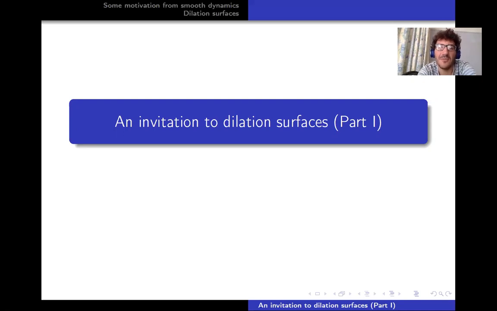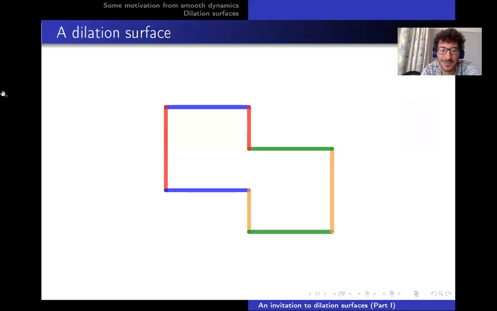Maybe try and give some philosophy of how things should work. Okay, so maybe I will start with showing you what a dilation surface is in a very informal way. So it's just a polygon with a bunch of sides glued together. So hopefully they'll convince you that these are objects that are easily apprehensible.